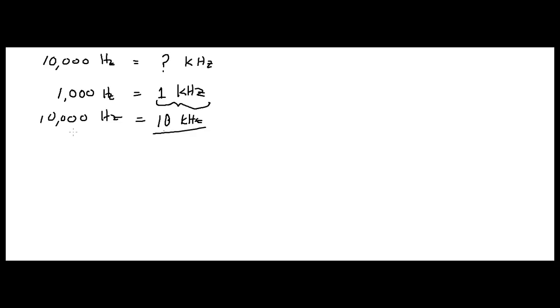Now, you're going to run into that a lot. So suppose you have something like this, 1,500 hertz, right? Well, that's going to equal 1.5 kilohertz, right? 1.5 kilohertz. Obviously, if you multiply 1.5 times 1,000, that's going to be 1,500, right? Okay, so let's try the other side.